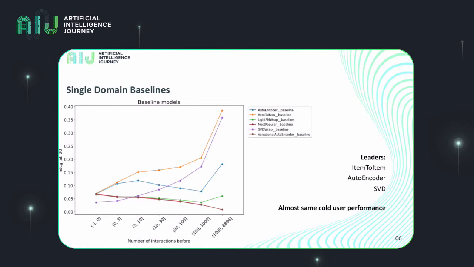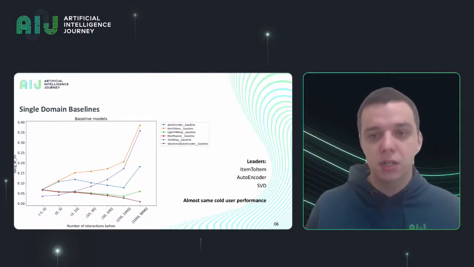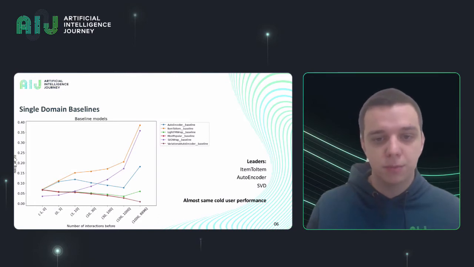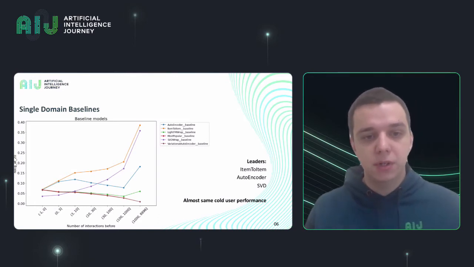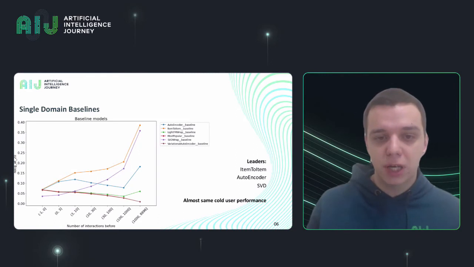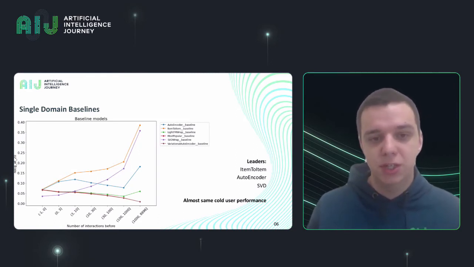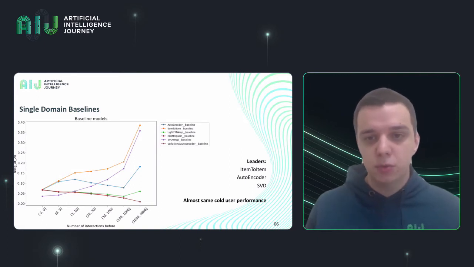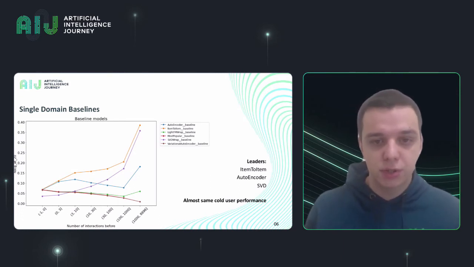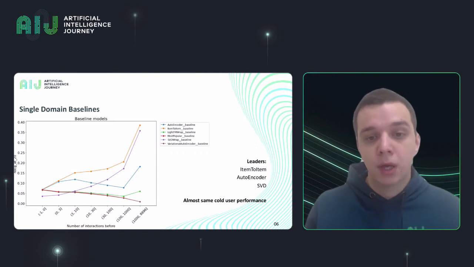Let's start with baseline models that were trained using only one source, the target domain. This domain contains user interactions with a certain multimedia system. The graphs here show how the prediction quality evolved with each model, depending on the number of past interactions between the user and the service.